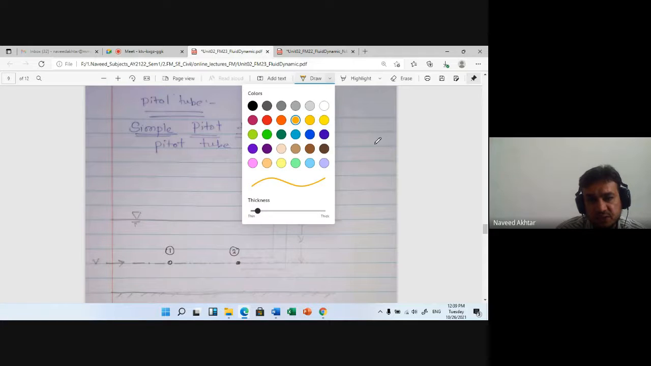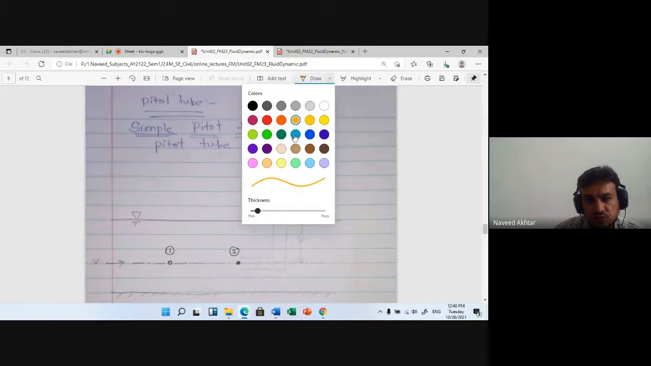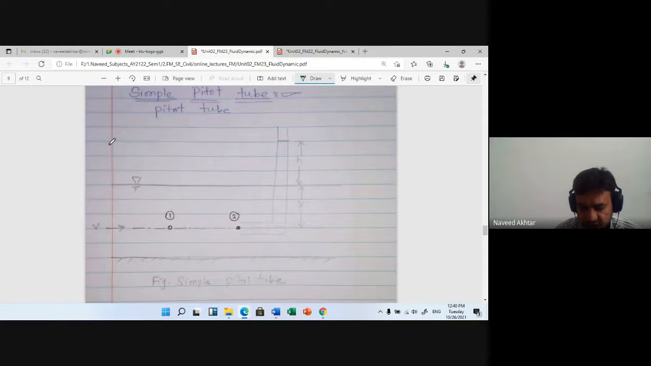You can see this is the pitot tube. We'll draw the figure. This is a simple pitot tube. This is the top layer where your fluid is flowing. This is the free surface. The fluid with velocity v is flowing at this level. This is section 1, and section 2 is at the entry of the pitot tube.